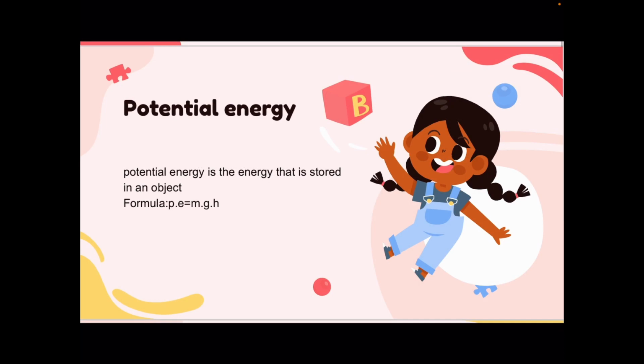Let's move on to potential energy. Potential energy is the energy that is stored in an object. For example, a car that is parked at the top of a hill, or a yo-yo before it is released. The potential energy formula is equal to mgh. m represents the mass of the object, h represents the height of the object, and g represents the gravitational field strength, which is equal to 9.81. It's sometimes referred to as the acceleration of gravity.